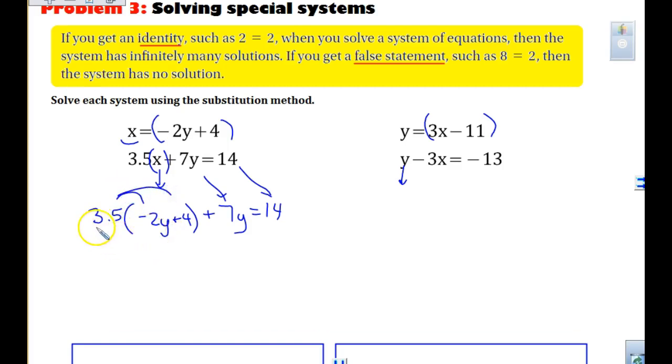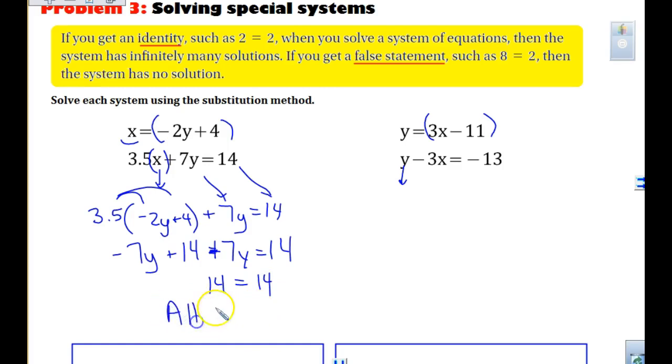So negative 2 times 3.5 gives us negative 7y. 3.5 times 4, plus how much? Plus 14. Plus 7y equals 14. When I add my like terms, I get 14 equals 14. If you get the same numbers equal to each other, our solution is all real numbers.